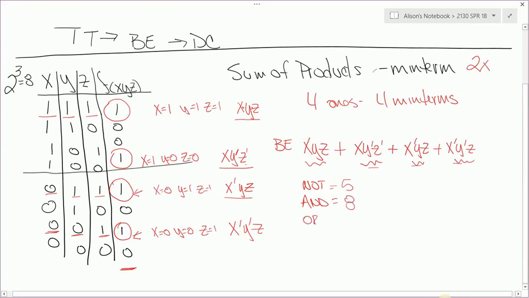And then how many OR gates? Remember, the OR gate is addition. And I can see 3 plus signs. So altogether, I have 16. If I leave this Boolean expression as it stands, there would be 16 logic gates on my circuit diagram. Now I can certainly see that this could be simplified.